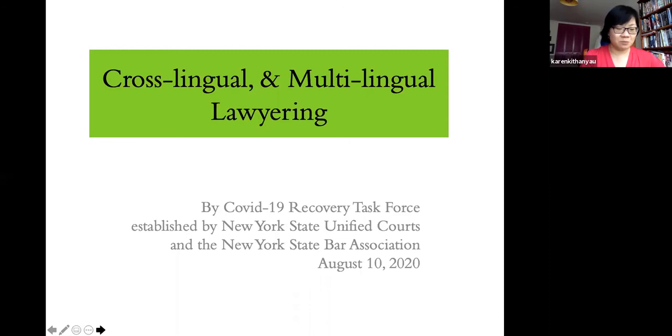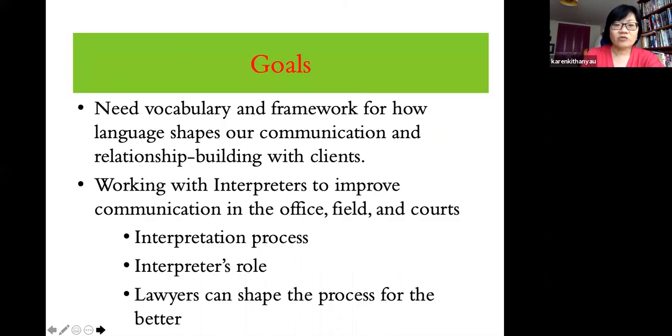And it is my honor today to be providing you this module on cross-lingual and multilingual lawyering and ensuring access to appropriate language support for our clients. So first, let's go over our goals. There are two goals today. One, we need to have a common vocabulary and framework for how language shapes our communication and how we build relationship with our clients. Second, we are going to be talking about how to effectively work with interpreters to improve that communication in our office, in the field, in the courts. So we're going to be talking about the process, we're going to talk about the interpreter's role, and we're going to be talking about how we as lawyers can make it better.